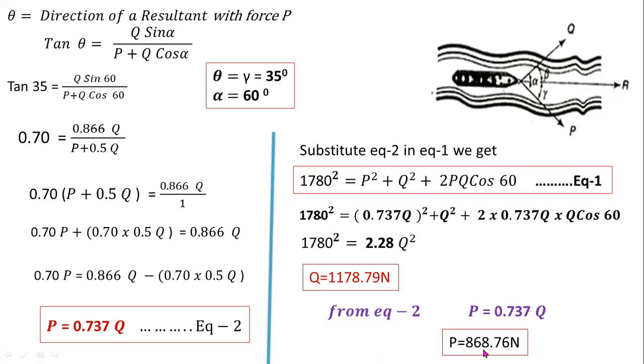Here P and Q both are unknowns, and these two are the answers. In this question, the magnitude of the resultant is given. So this is a different problem and very important from the exam point of view. In the next class, we can discuss more problems on the method of projections.